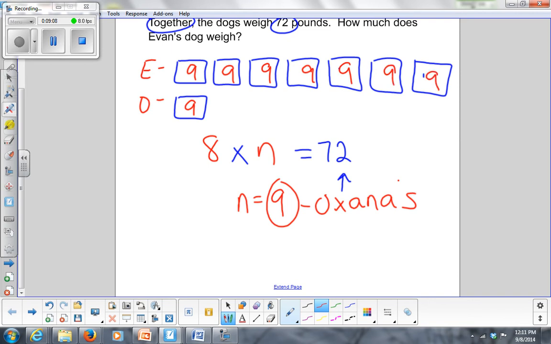Okay, now part 2 of this. We need to figure out what Evan's dog weighs. How do I know what Evan's dog weighs? You don't have to erase all your n's, as long as you know. Evan's dog weighs. How do we figure out what Evan's dog weighs? Gianluca. How do you know though?